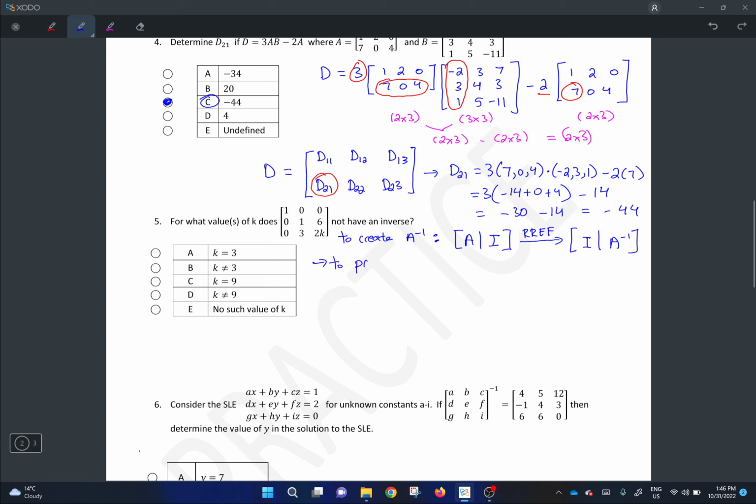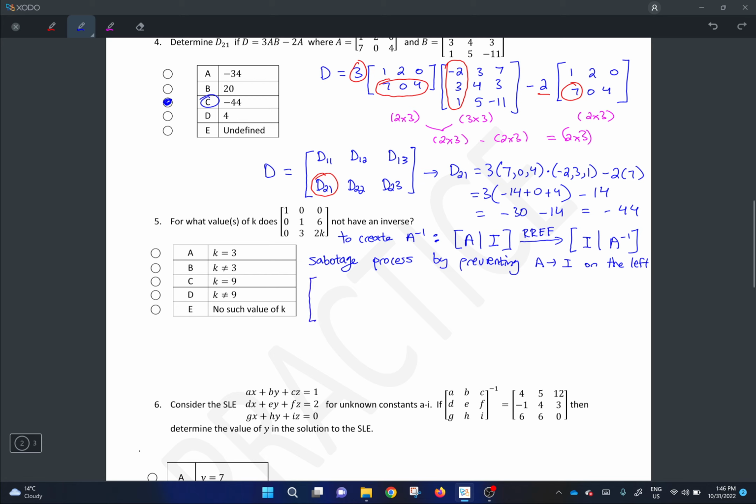To prevent, I'll put sabotage process by preventing A goes to identity on the left. So that's the part we want to stop. We want to make it impossible to reduce the matrix A to the identity matrix.